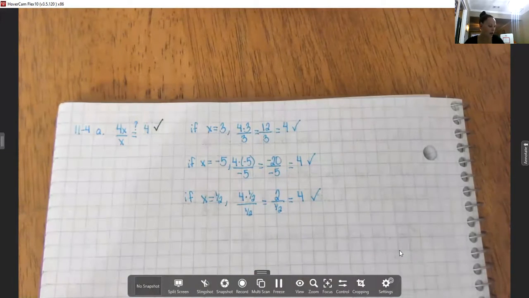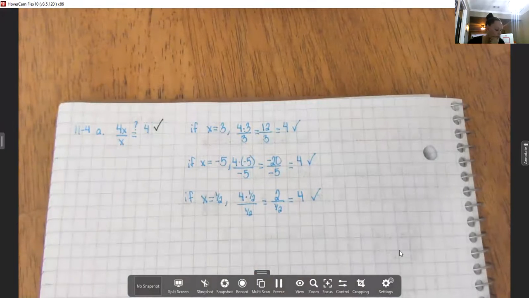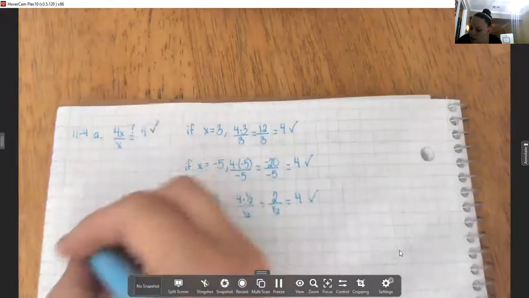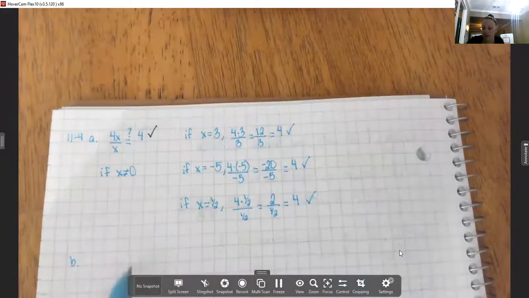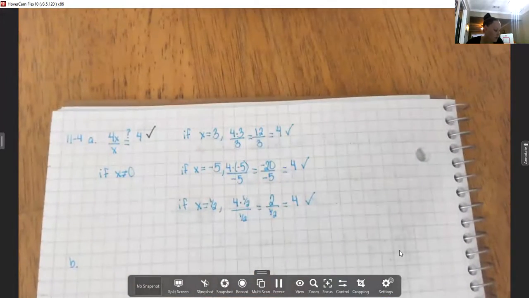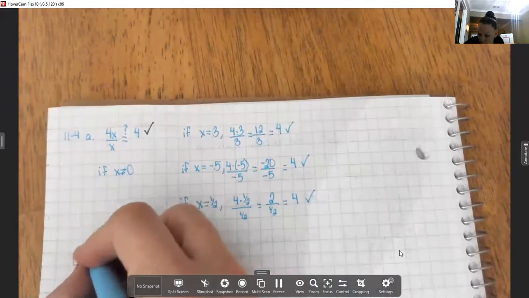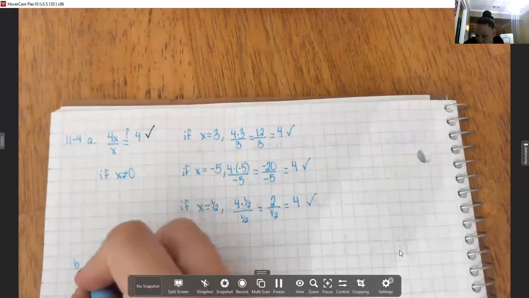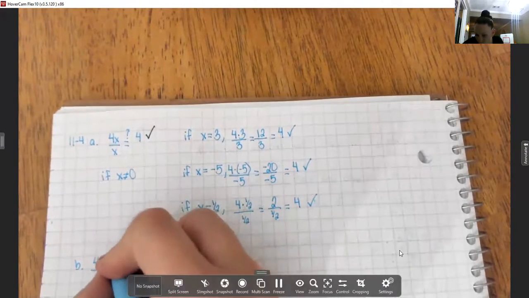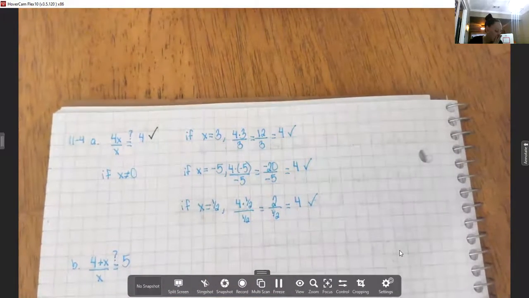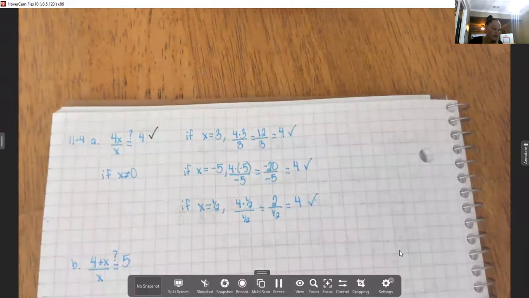All right, part B. And again, this is true. Sorry, I should have said this. If x doesn't equal 0, because if x equals 0, we're dividing by 0. But now what Mr. Wonder wants to know is if 4 plus x divided by x is equal to 5. Is this simplification correct? Substitute 3 values of x to show your answer.